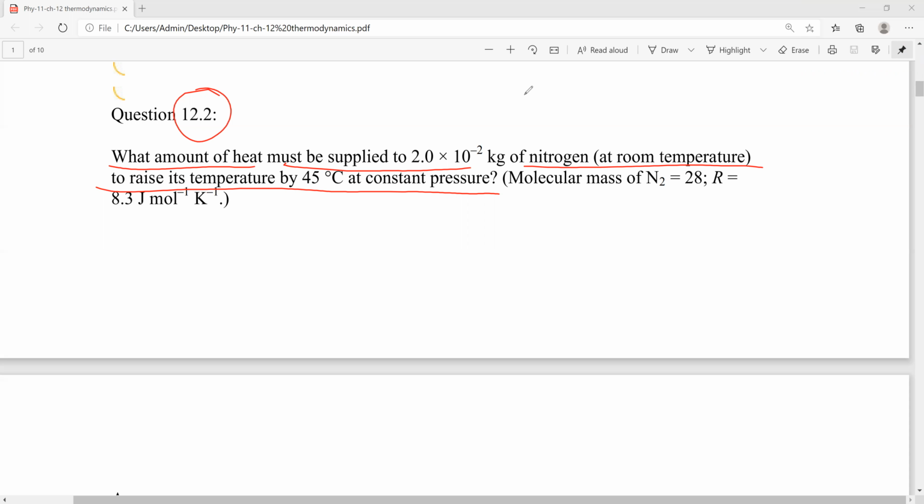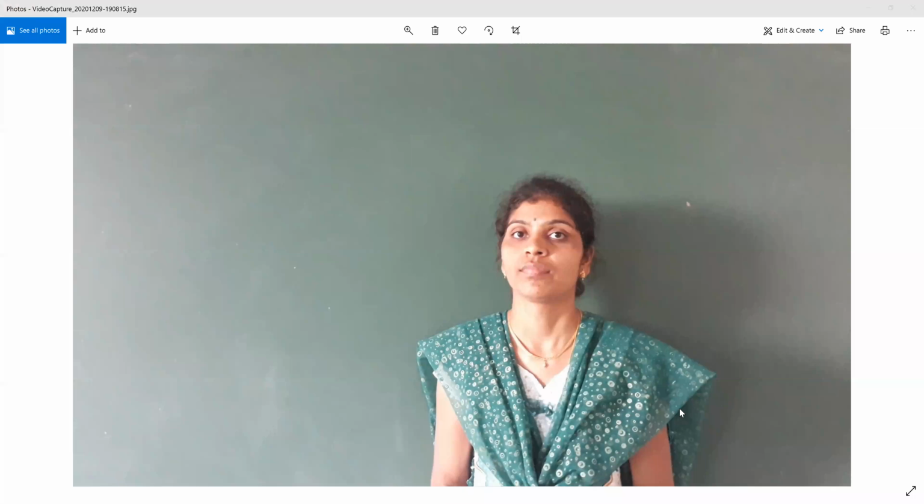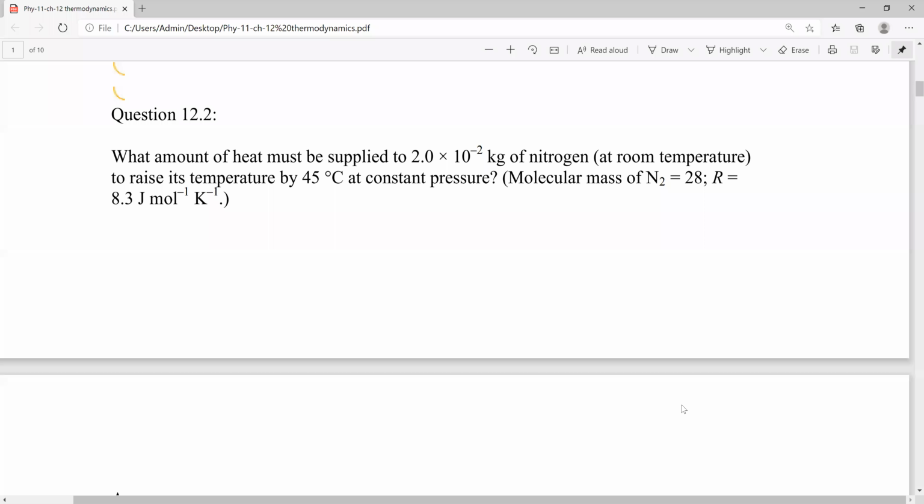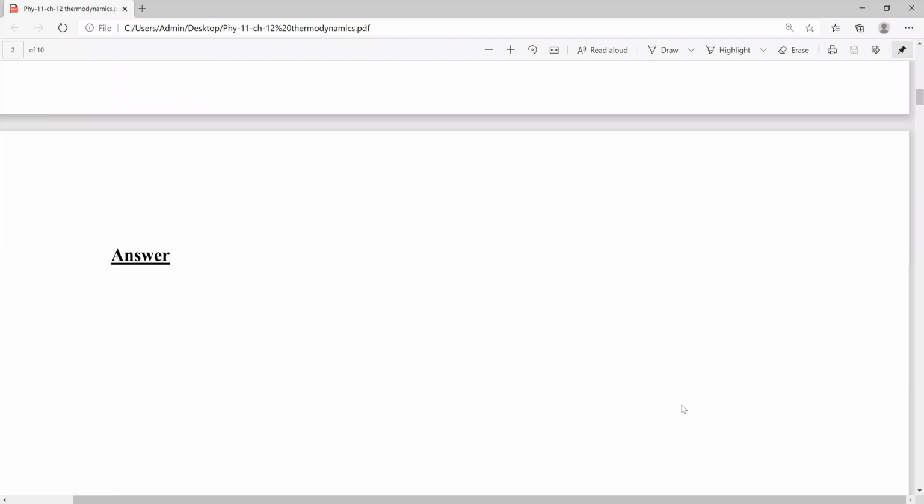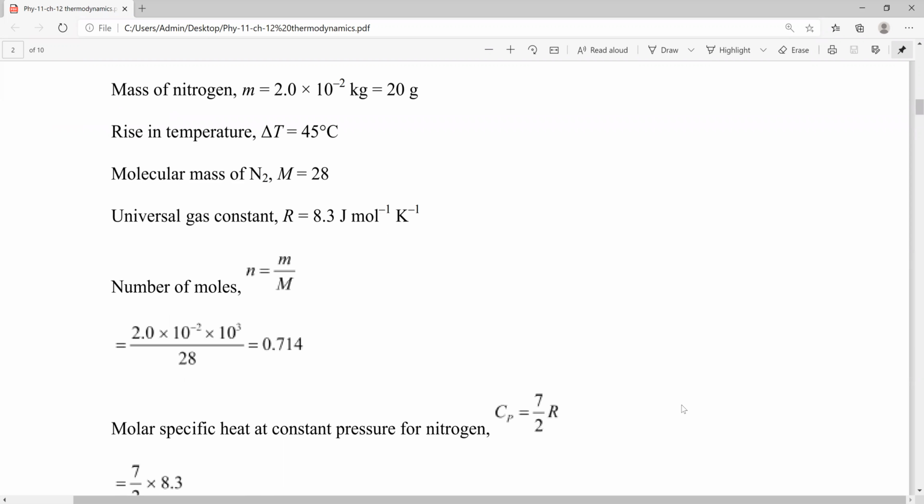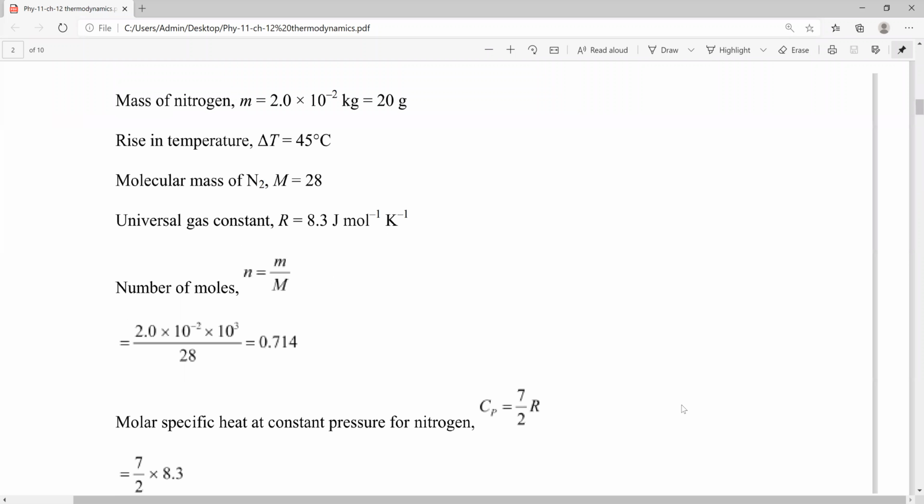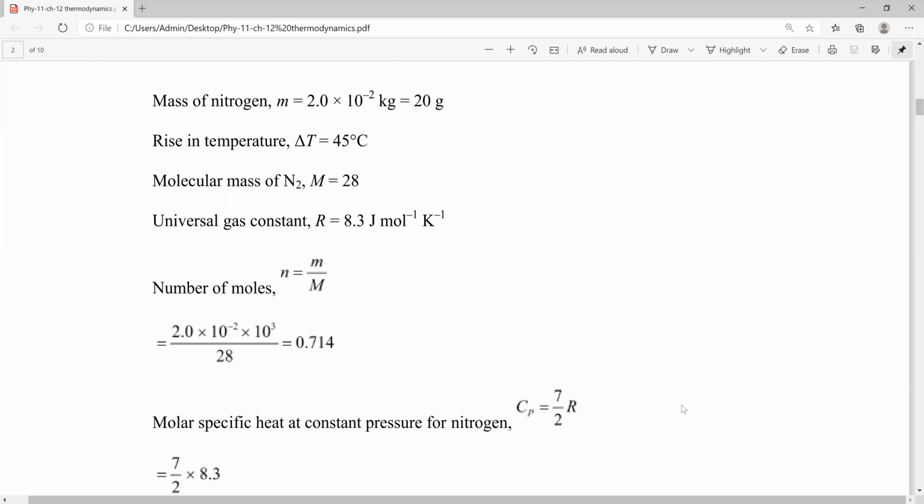From the question, what they have given: mass of nitrogen, rise in temperature delta T, molecular mass of nitrogen, and the universal gas constant, which is a constant value. Number of moles is given by the formula N is equal to small m divided by capital M. After simplification, the number of moles we got is 0.71.